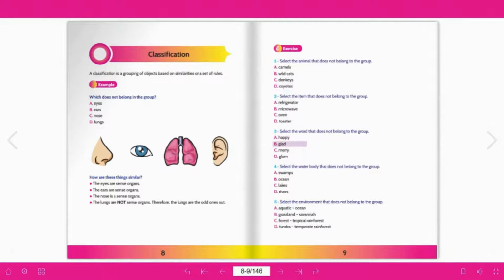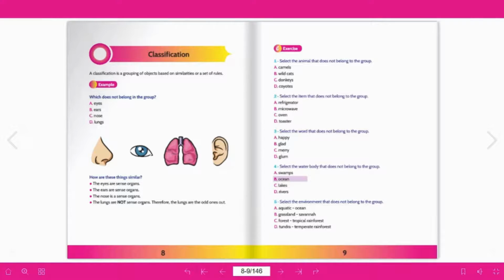It says, question 3, select the word that does not belong to the group. Happy, glad, merry, glum. All right, so if you look at happy, glad and merry, they're all synonyms. They mean the same thing. The odd one out would be glum. That's the opposite. Question 4. Select the water body that does not belong to the group. You have swamps, ocean, lakes, rivers. All right, so if you look at this carefully, you'll notice that swamps, lakes, rivers, those are all freshwater bodies. Ocean happens to be the odd one out, that's salt water.